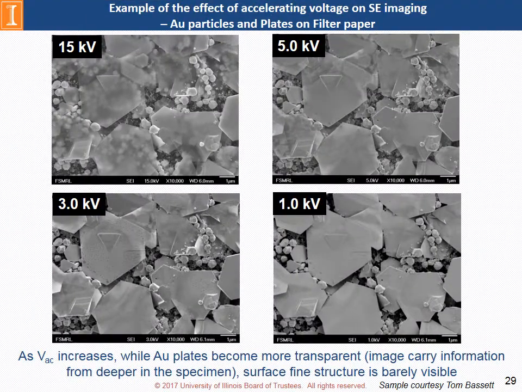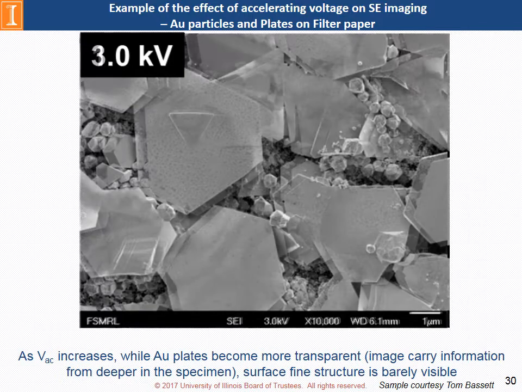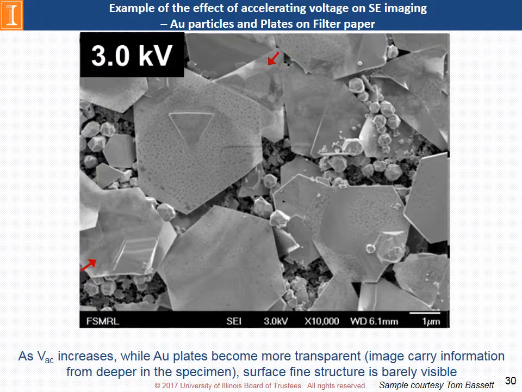Let's take a look at this set of images taken at different accelerating voltages, therefore different beam energies: 1 kV, 3 kV, 5 kV, and 15 kV. The sample is a mixture of gold particles and gold plates. In the image taken at 1 kV, we can see surface details of the gold plates. As the voltage increases to 3 kV, some gold plates start to appear transparent to the degree that we can see the gold particles underneath.